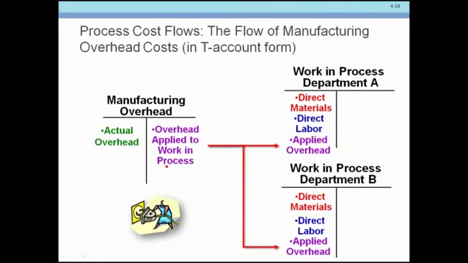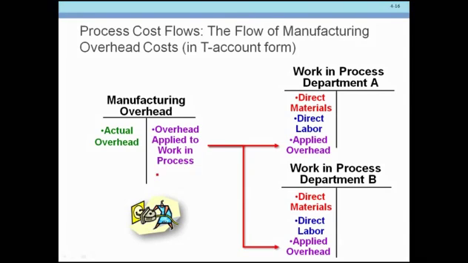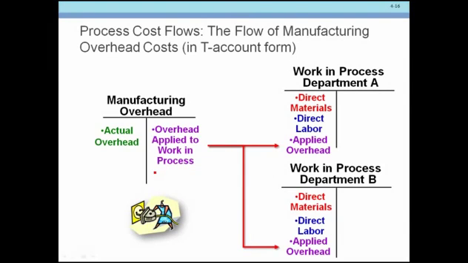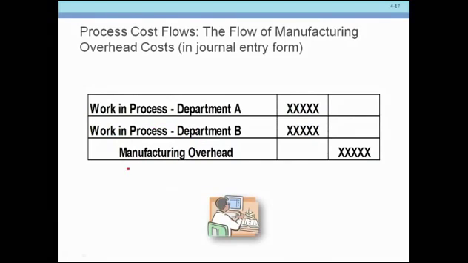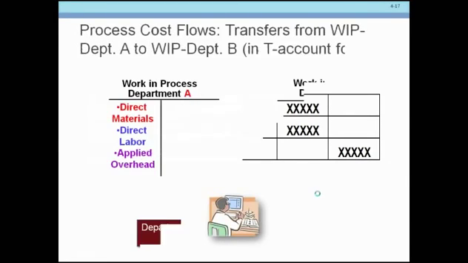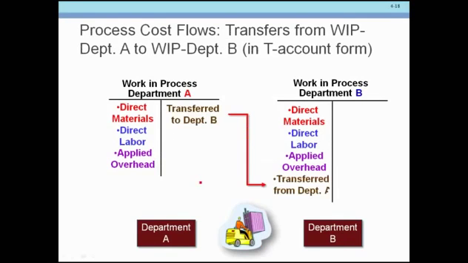Then we have manufacturing overhead. Once again, labor, direct material, and manufacturing overhead. When we apply the overhead, we're going to apply some to Department A and some to Department B. The journal entry will be debit work in process Department A, debit work in process Department B, and credit manufacturing overhead. Now, once we have labor, material, and overhead, what happens to work in process?